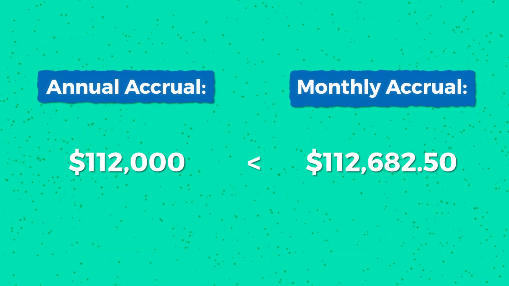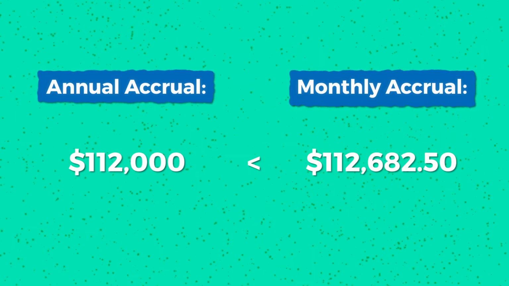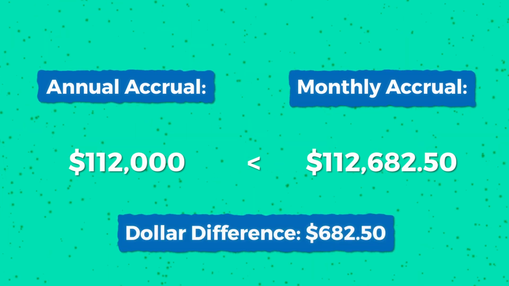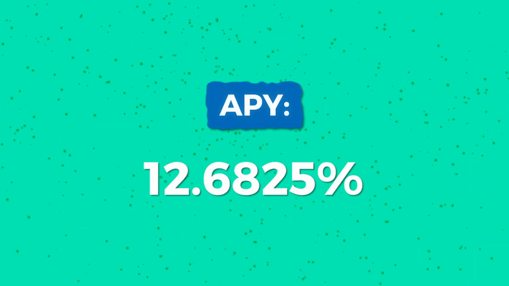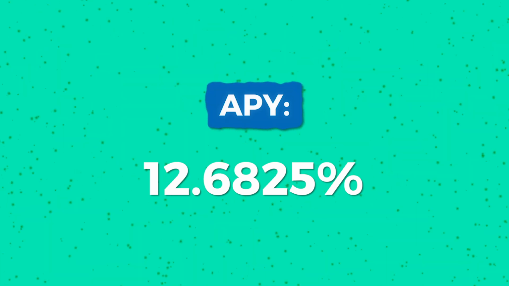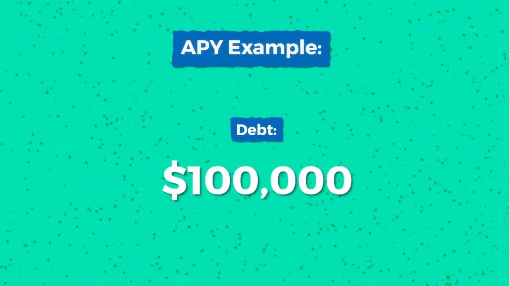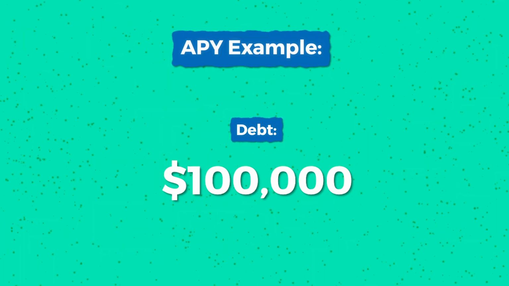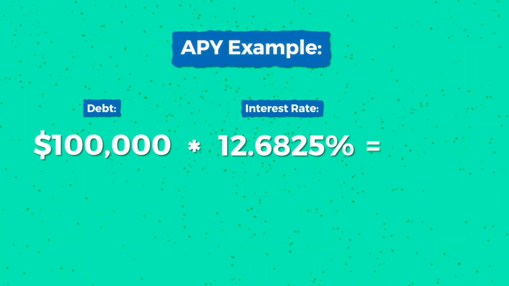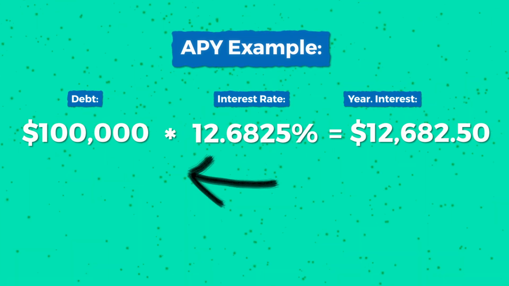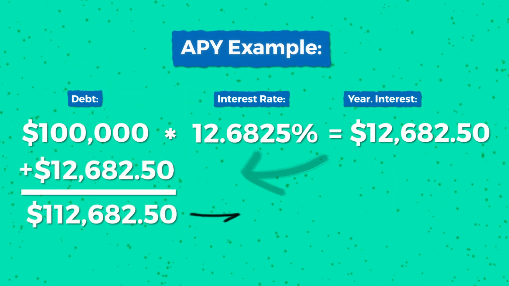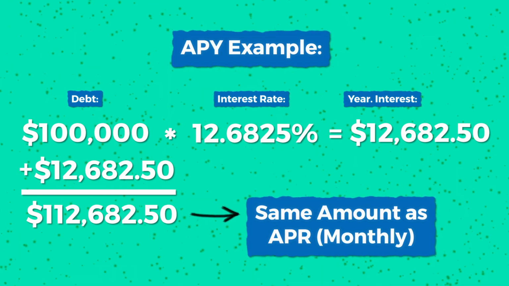And the dollar difference in this case when the debt is accrued monthly versus annually is $682.50. And here's where APY gets really important. In this case, the APY is 12.6825%. If you take the original debt amount of $100,000 and multiply it by this percent APY, what you're going to get in return is $12,682.50.